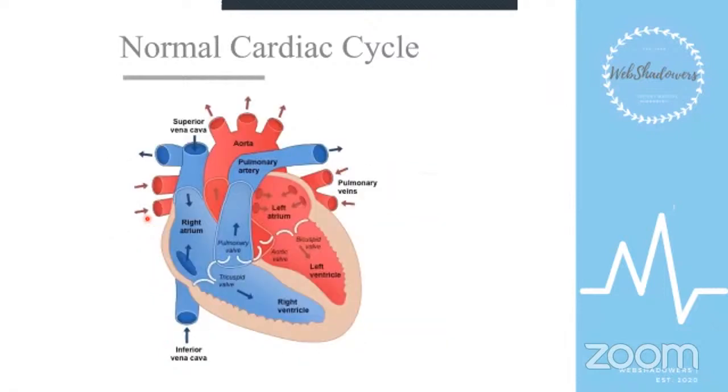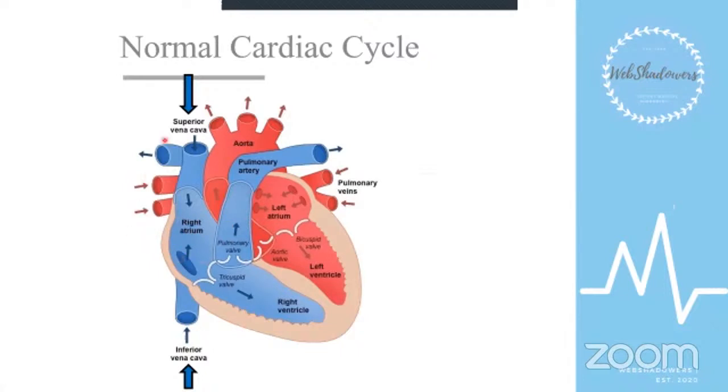All right, so we'll start by going through the normal cardiac cycle. We have two main sides of the heart, the right side and the left side, and then we have four chambers. We have two atria, the top chambers, so right and left atrium, and then the right and left ventricle are the bottom chambers.